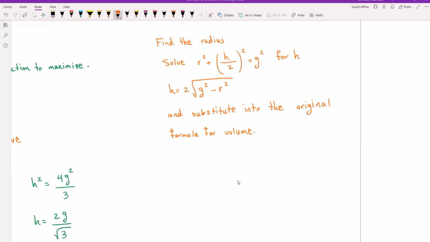Now here we have the same procedure to find the radius. So solve r squared plus (h divided by 2) squared equal to g squared, for h is equal to 2 times the square root of g squared minus r squared. Then substitute this h into the original formula for volume. So volume is equal to pi r squared times h, so volume is equal to pi r squared times the square root of g squared minus r squared.